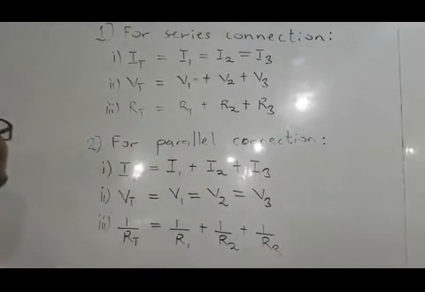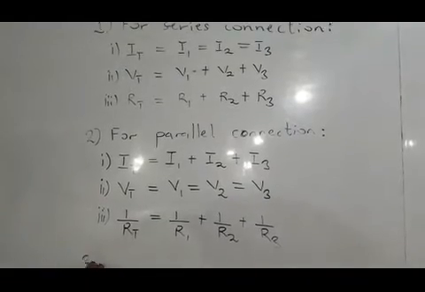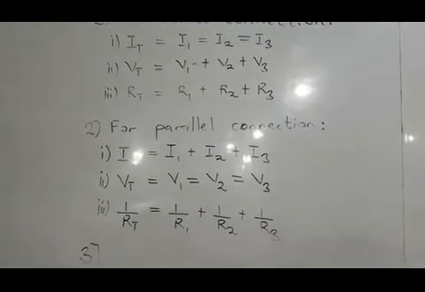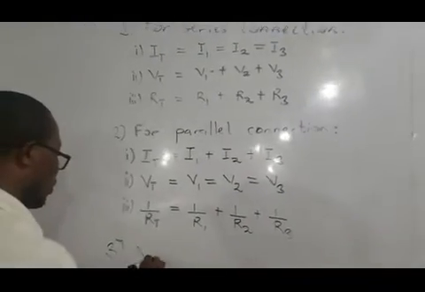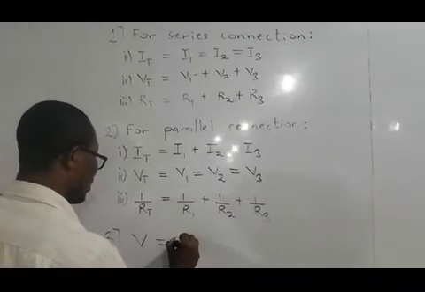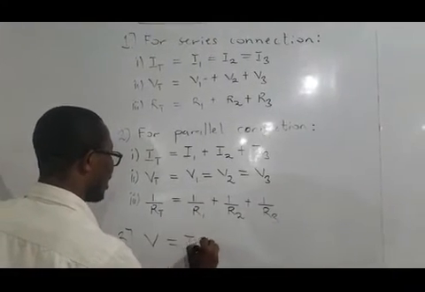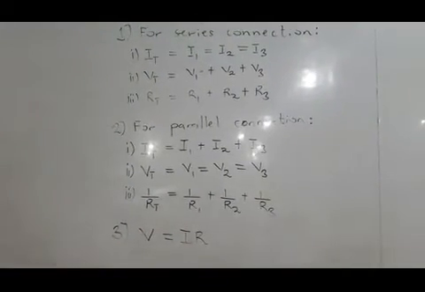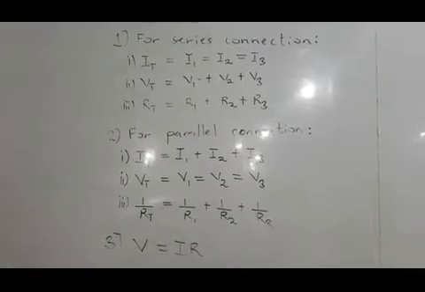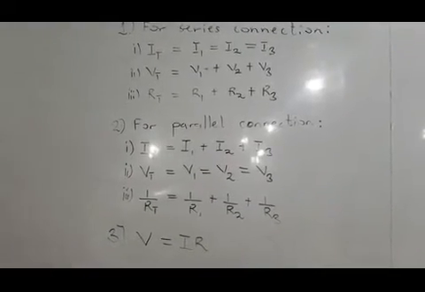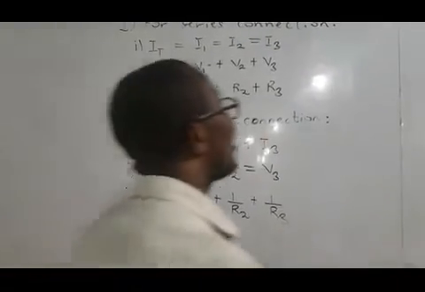And then the last equation has to do with Ohm's law. This is that the voltage is equal to the current times the resistance. So these are the equations we have been using for our calculations. Let's do question 3.